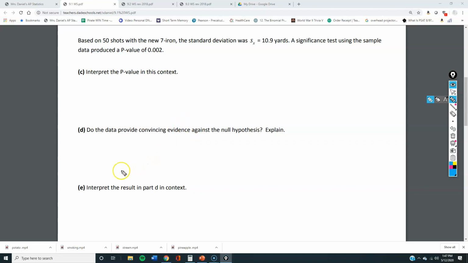Now let's go to E and interpret in context. So we can say that Mike is more consistent with the new 7-iron. That's it. And we have significance because we rejected the null. There's only a 0.2% chance of him getting those results just by chance alone.